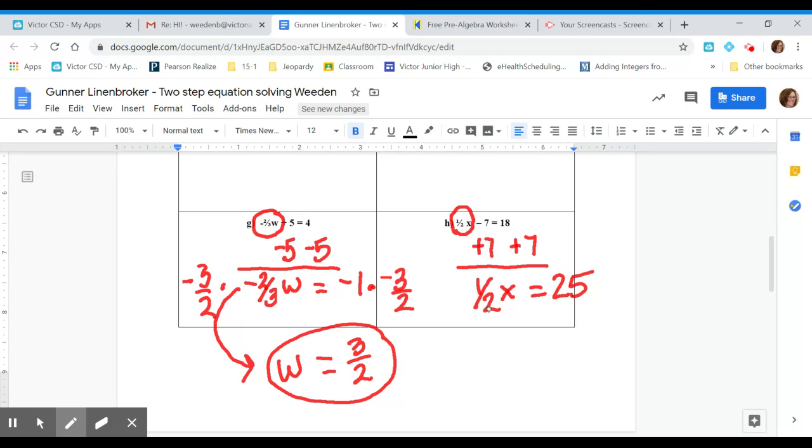So since we have half of x is 25, we need 1x. And the way we get 1x is we multiply times 2. So 2 times 1/2 is our 1x. 25 times 2 is 50. Or you can just write x equals 50. And there's your solution.